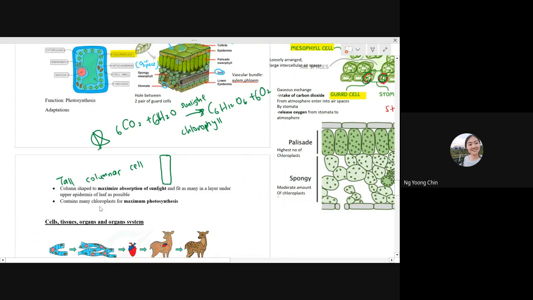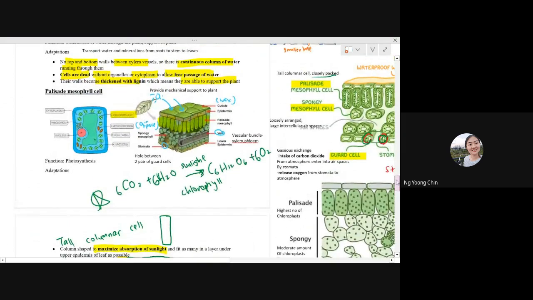So they have a lot of chloroplasts to maximize photosynthesis. This is a keyword you should include in your answer: maximize the sunlight absorption to get the maximum rate of photosynthesis. Okay, so that is the story for the mesophyll cell.